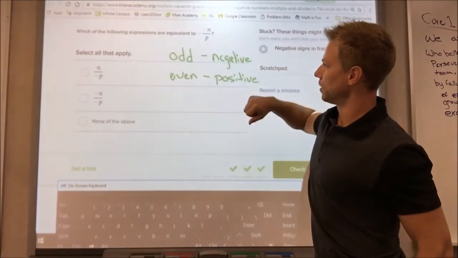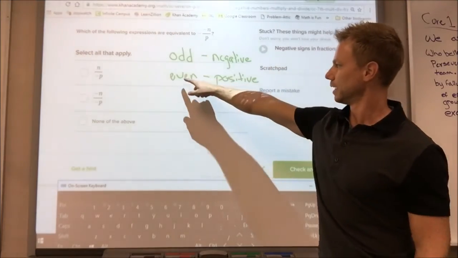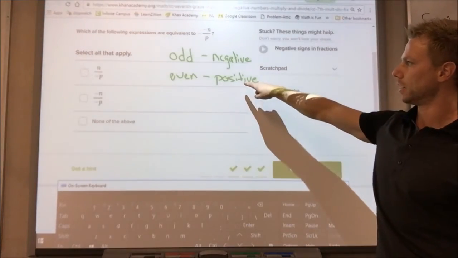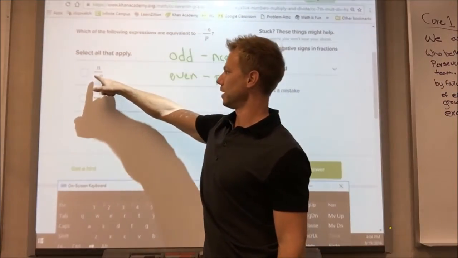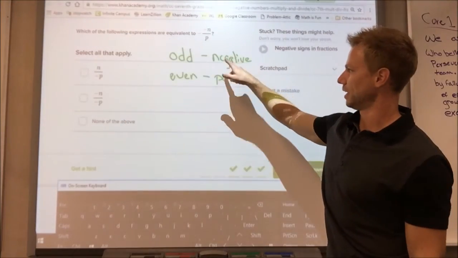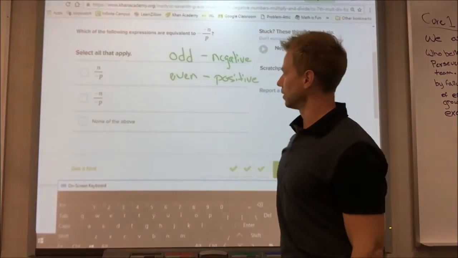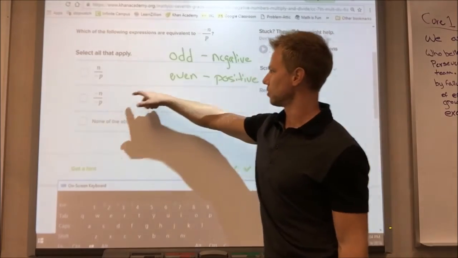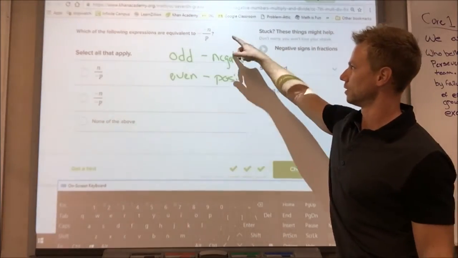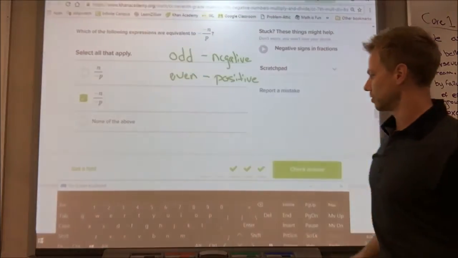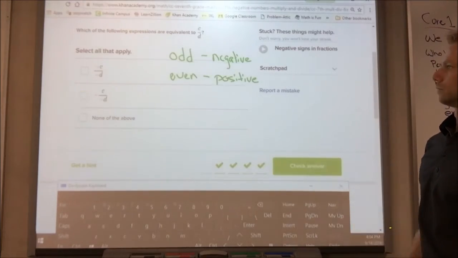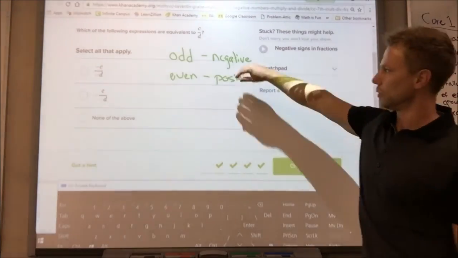Okay, again we have 2 negatives. It's even, so it's going to become positive. This only has 1 negative, which is odd. It would be negative. Doesn't match that one. This one also has 2, which is even. It's going to become positive, which is the same, matches that one. Very good.